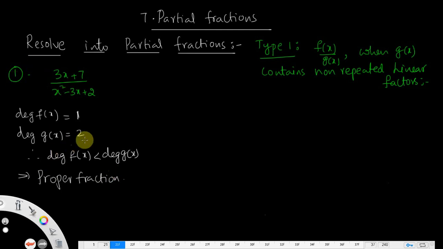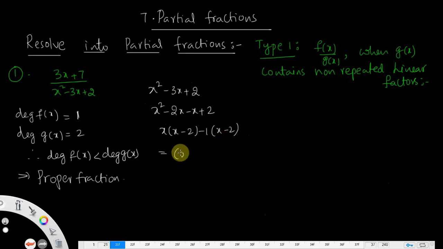Why? Because the degree of g of x is power 2, which means it can be divided into two parts, depending only on the power. The power is 2 now, so we can separate it into two partial fractions. First, it is not in linear factors. So let us consider x square minus 3x plus 2 and apply factorization, that is x squared minus 2x minus x plus 2. Then you get x into x minus 2 minus 1 into x minus 2.